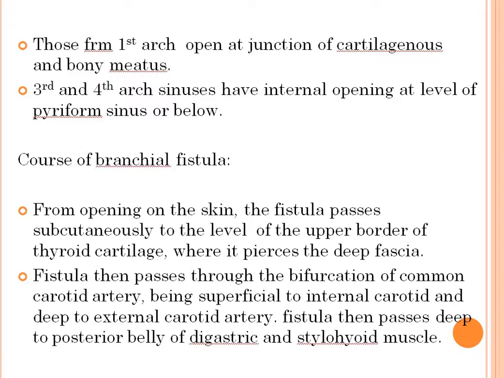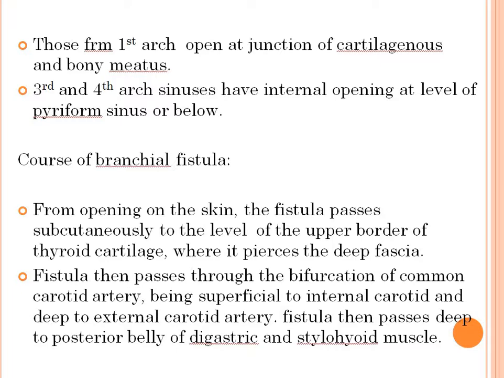Course of the branchial fistula: from the opening on the skin, the fistula passes subcutaneously to the level of the upper border of the thyroid cartilage, where it pierces the deep fascia. The fistula then passes through the bifurcation of the common carotid artery, being superficial to the internal carotid and deep to the external carotid artery.